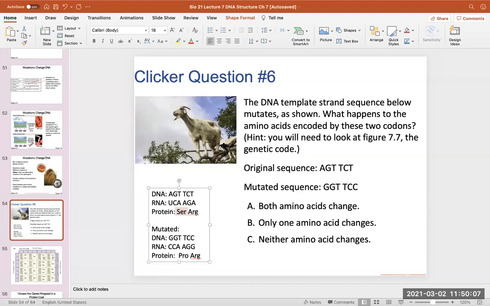Before I move on, I really want to make sure that everybody understands how to go from DNA to RNA and then RNA to protein. In addition to that, everybody needs to know how to read the chart.